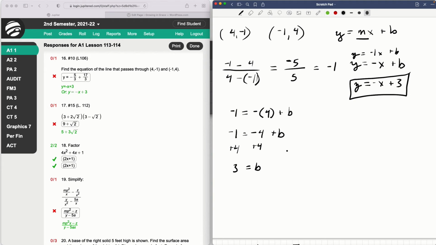So is there another one? No, there's not another one, but that's how you do it. It's not super complicated, it's just multiple steps, and so it does get confusing, but that's how you need to work that.